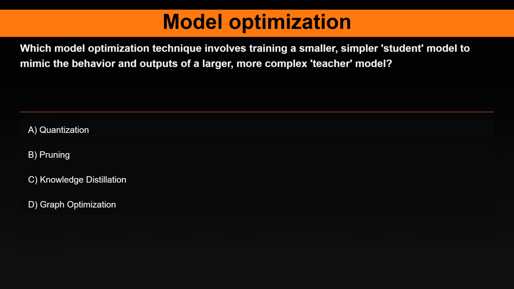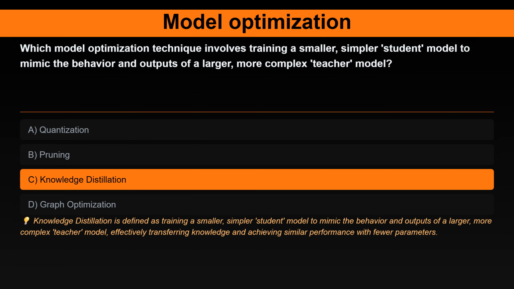Question 2. Which model optimization technique involves training a smaller, simpler student model to mimic the behavior and outputs of a larger, more complex teacher model? Option A. Quantization. Option B. Pruning. Option C. Knowledge distillation. Option D. Graph optimization.